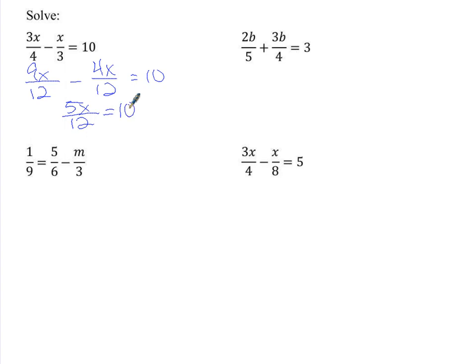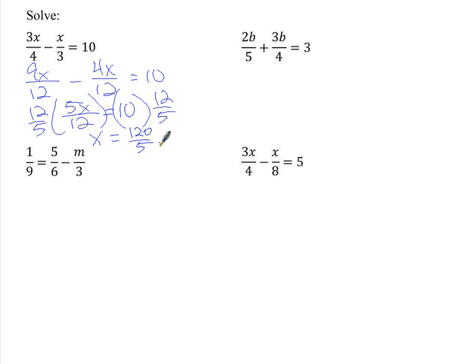Now, you could do this in 2 moves. You could also do this in 1 move. Think back to section 1. What could we do here for 1 move? Multiply by the reciprocal, which in this case would be 12 over 5. This says 5/12. So if we multiply both sides by 12/5, 12/5 times 5/12 will become, not 0, 1. And we'll just be left with x equals, on this side we need to multiply by the same thing. 120 over 5.